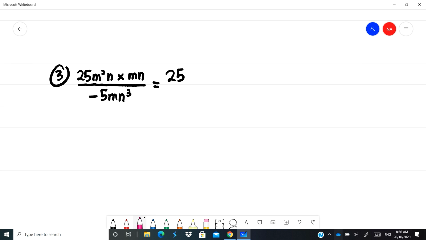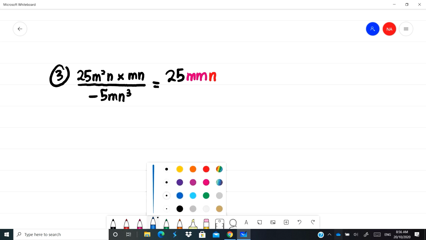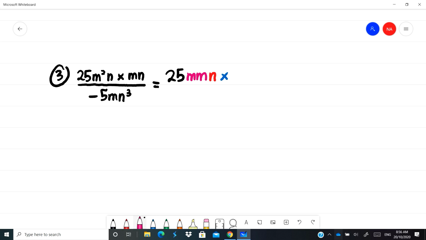Alright. M square maksudnya M darab M. N. So, ada M darab. Okay, tak apa. Tak ada masalah. Darab tu tak bersalah pun. So, darab MN. So, I'll have M and N dekat belakang.